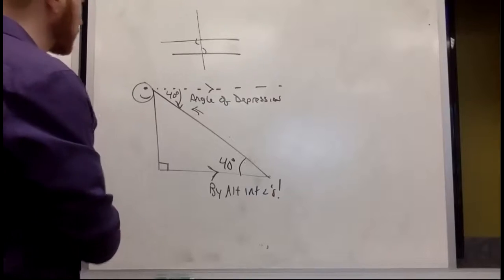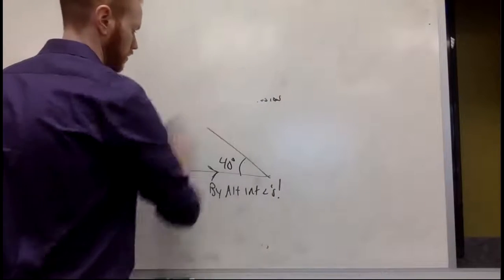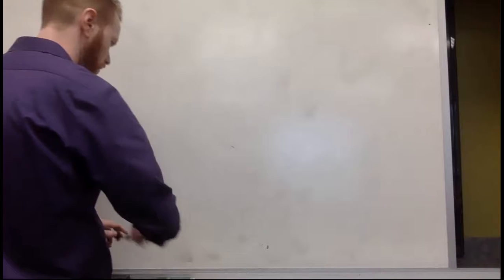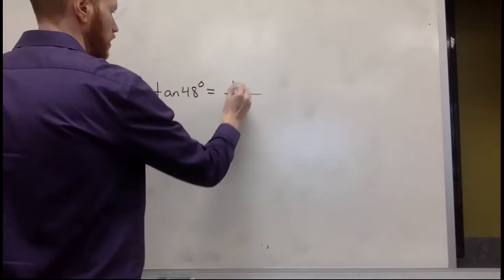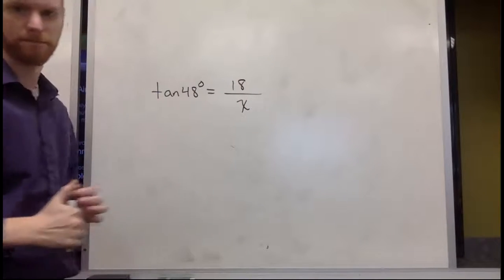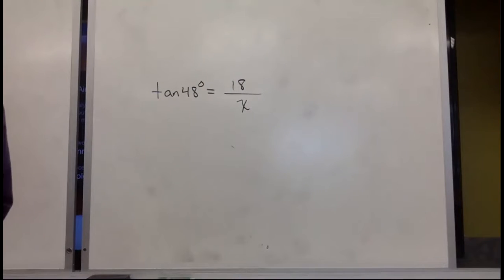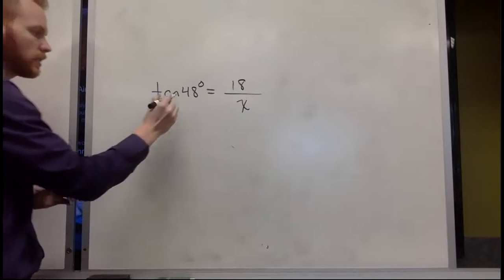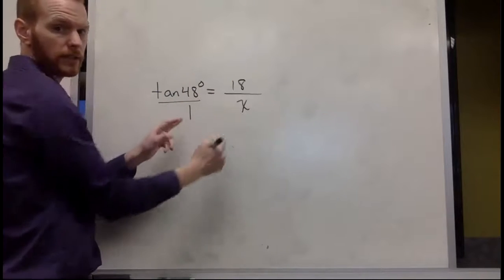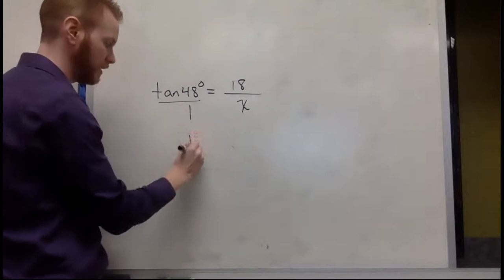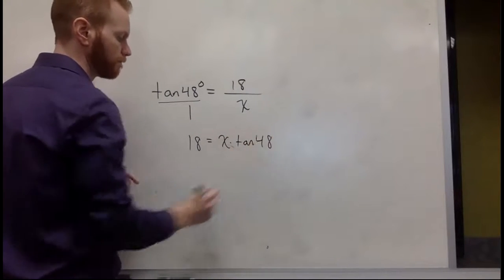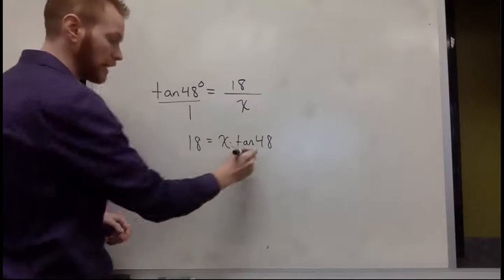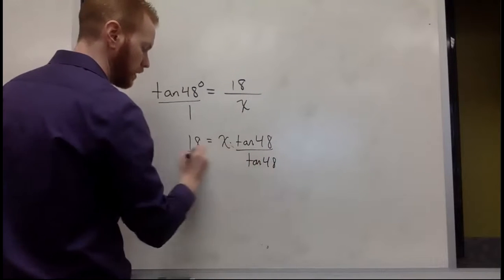Okay, so let's bring this back here. Let me erase this. So tangent of 48 degrees equals 18 over X is what we have there. Cross multiply to solve it. So 1 times 18 is 18. X times tangent of 48 will be on the other side. X is by itself, last step: divide both sides by tangent of 48.